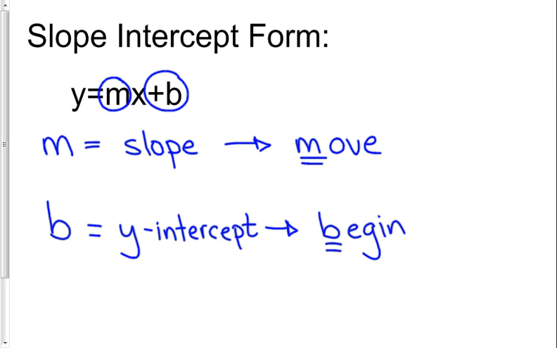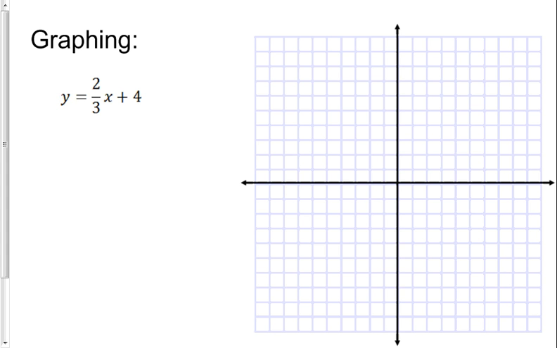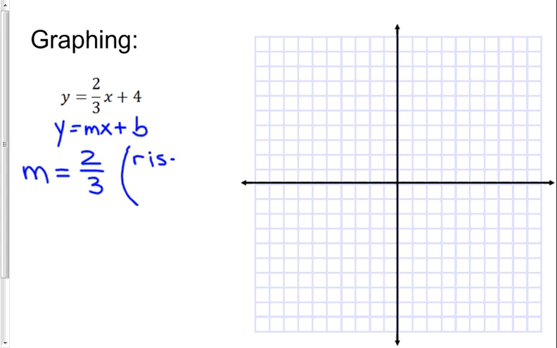So make sure that's in your notes. Make sure you got m is the slope, and it tells you how to move. B is the y-intercept, and it tells you where to begin. So let's look at an example. Here we have y equals mx plus b. In this case, our m, our slope, is 2/3. And remember from the last video that slope is rise over run. It's going to be very important. And we see that our b value is 4.